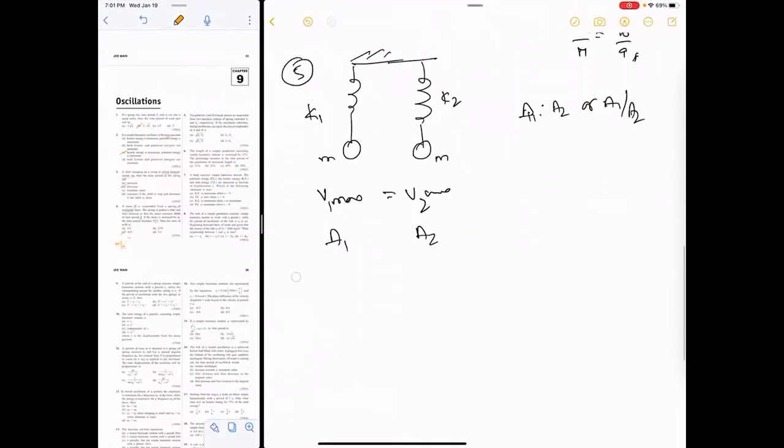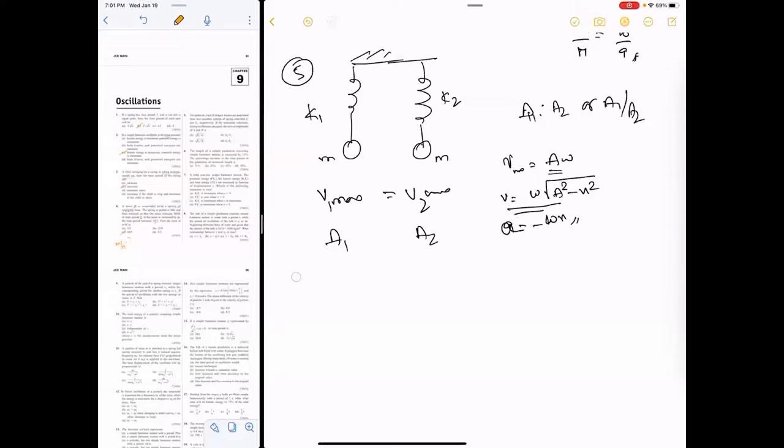Right now, what is V maximum? V max is equal to A omega, or generally V is equal to omega into root of A square minus X square. This is the formula of the velocity, and acceleration is equal to minus omega square X. We already know this, right? So V maximum is A omega.